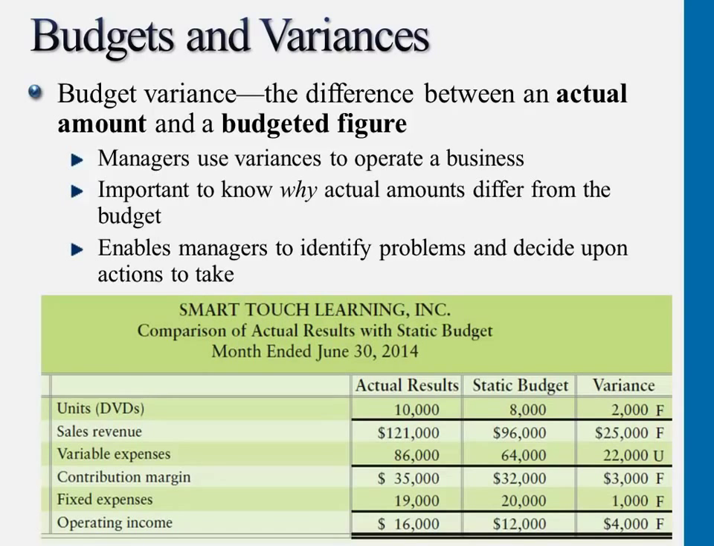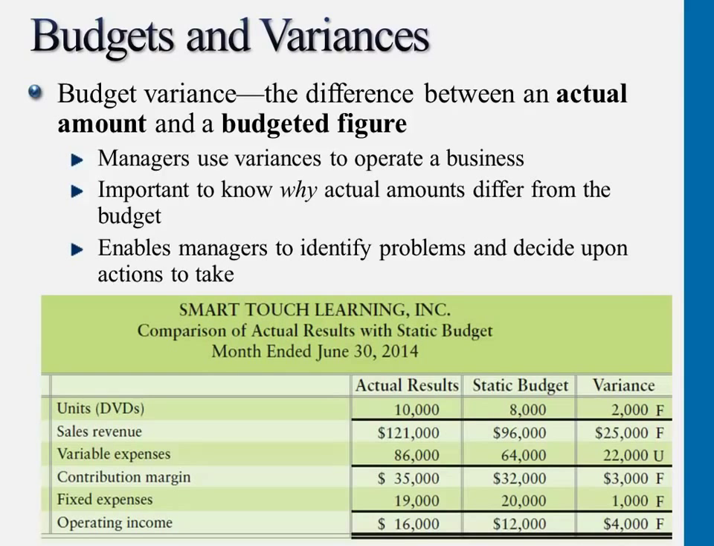Just based on looking at this table. Better, because the actual DVDs that we sold is 10,000 units. We budgeted about 8,000 units. So we had 2,000 units more, and we put an F behind it, which means favorable. U means unfavorable. Anything that will boost operating income, we consider favorable. In this case, if we just look at units, the more sales we make, usually the more sales revenue we're able to get. So the 2,000 units we listed as favorable.